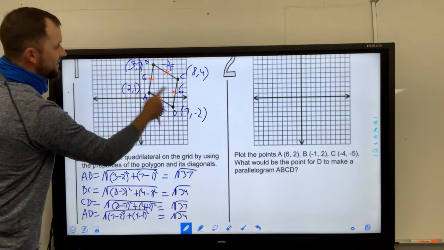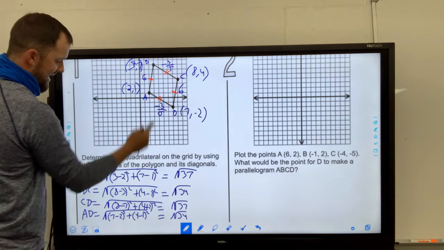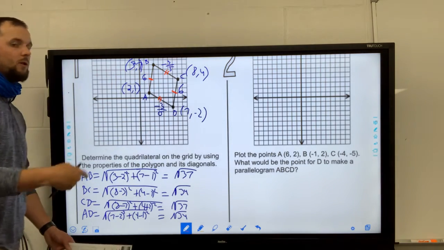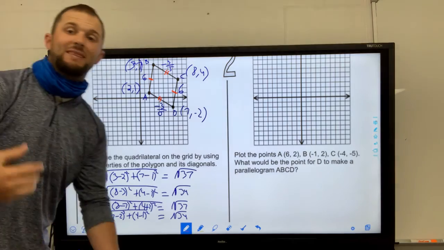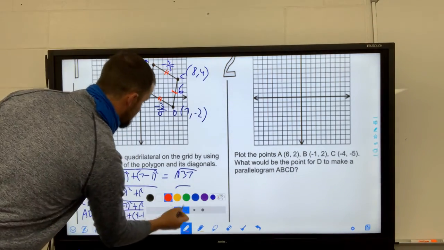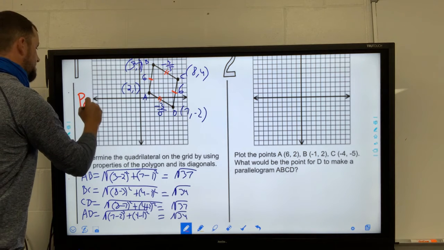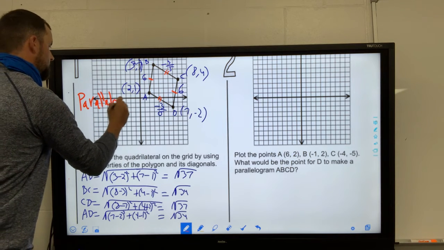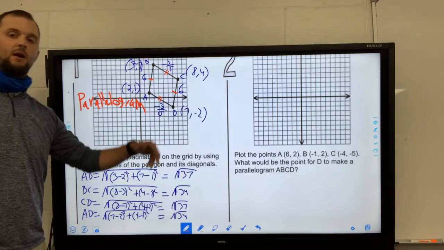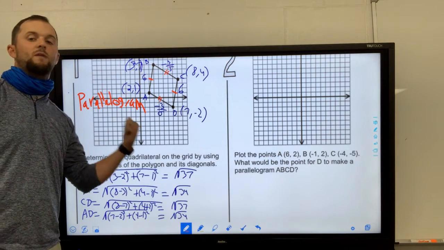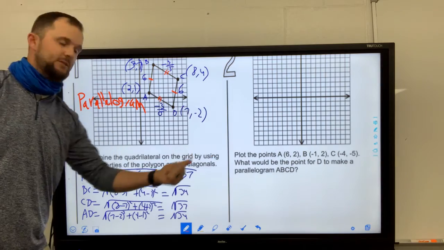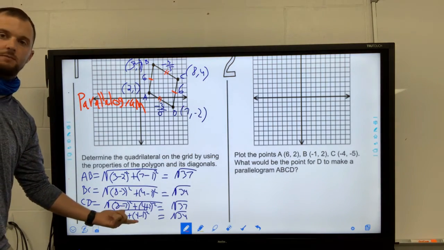So look, opposite sides are parallel and congruent. Not all sides are congruent. So what that means, ladies and gentlemen, is that this shape is just going to be a parallelogram. So we took a shape that was drawn on my coordinate system, we found out characteristics of it, and we were able to prove that this is a parallelogram by comparing their slopes and their distances, okay?